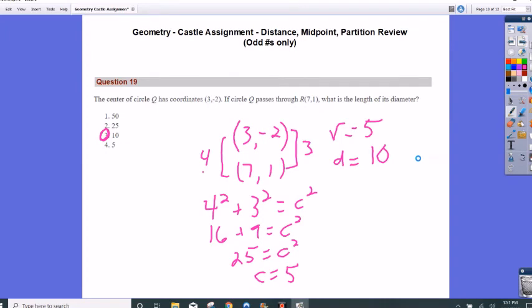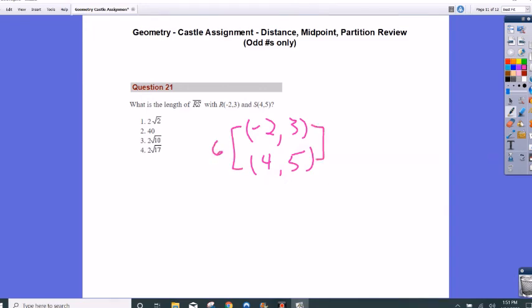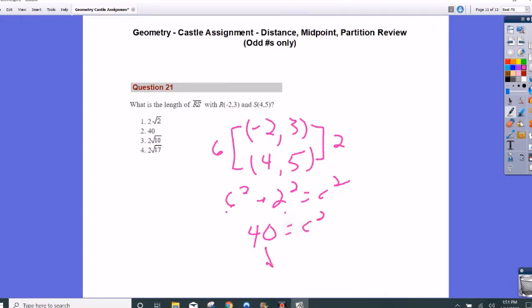Question 21. Length of RS with R (-2, 3) and S (4, 5). So this is up 6, this is up 2. Plug it into the Pythagorean theorem. 36 plus 4 is 40. So it's the square root of 40. Well, that's not a choice. It's not going to be number 2.